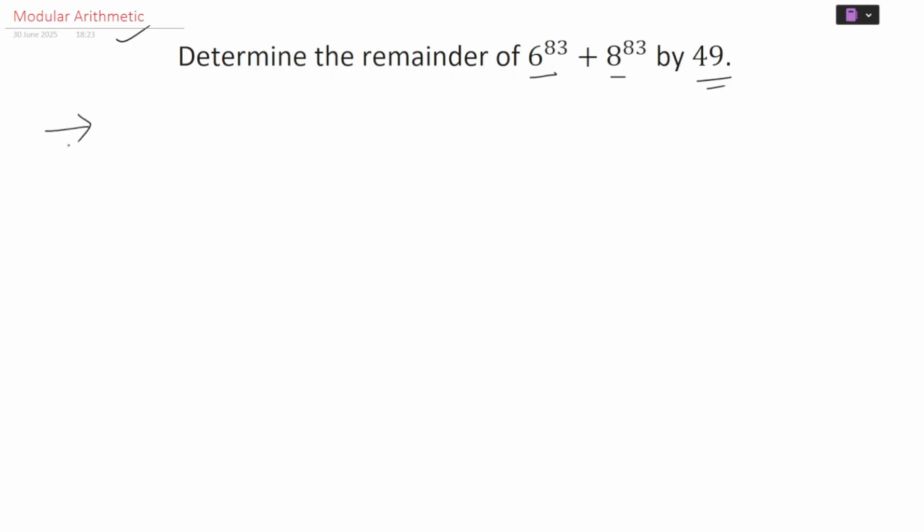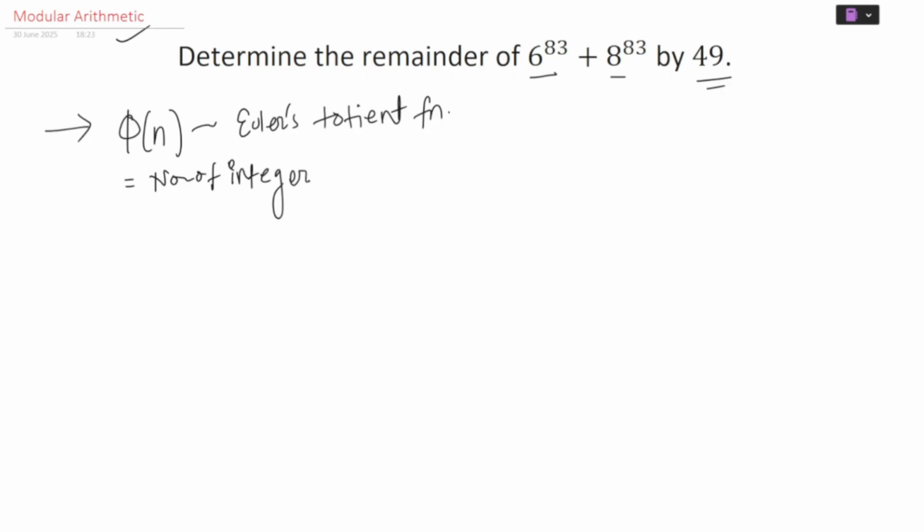First of all, the first key piece of information here is phi of n. This is called Euler's totient function, and it is very important. What does phi of n represent, and why do we need it? Phi of n gives you the number of positive integers less than n and co-prime to n, which means every integer less than n that does not share a common factor with n is counted.